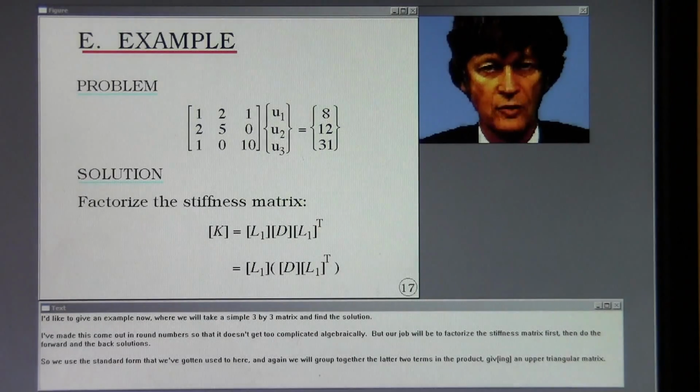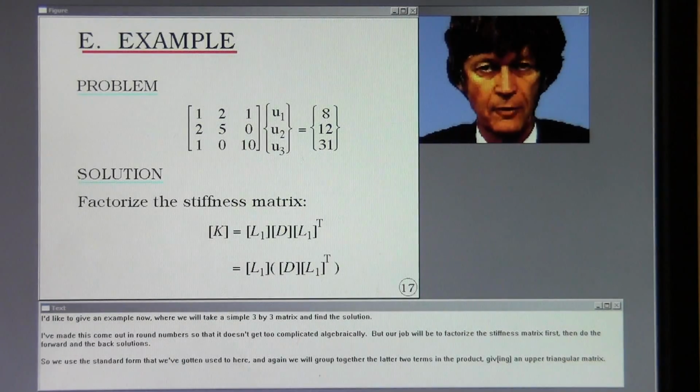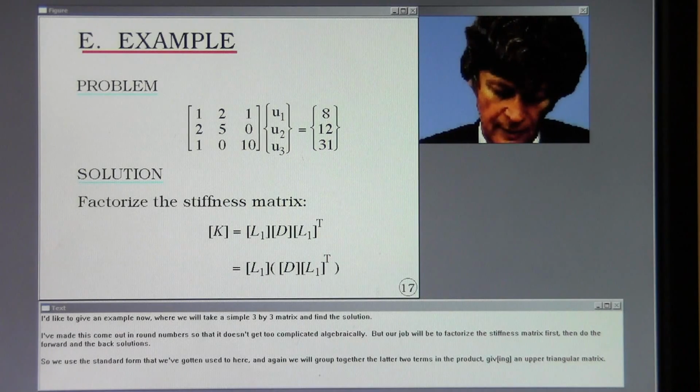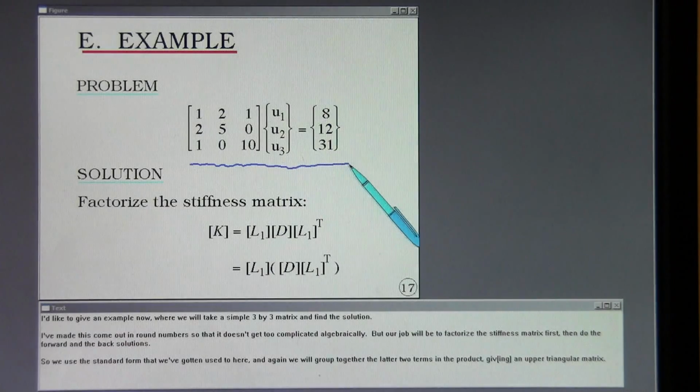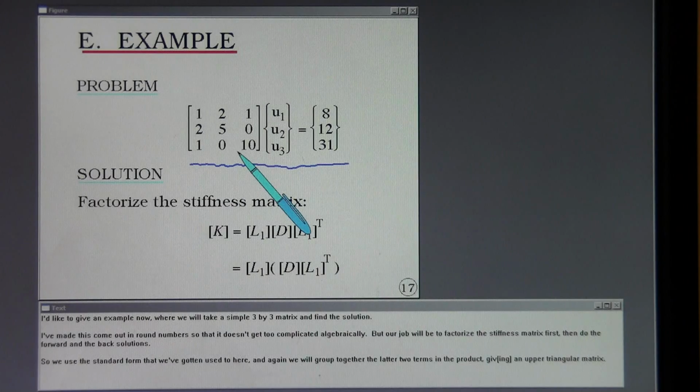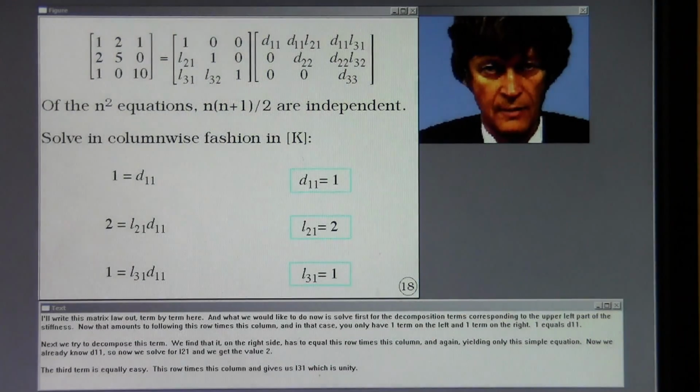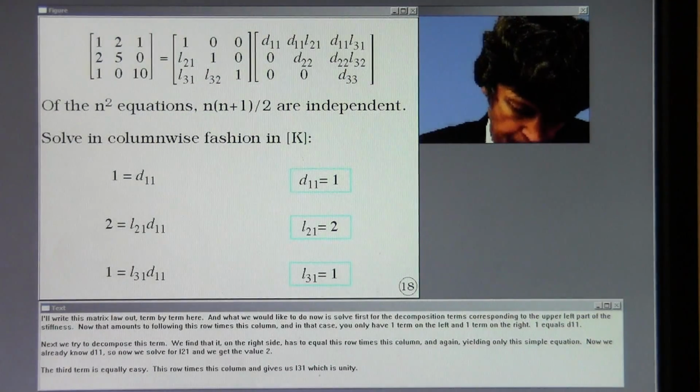I'd like to give an example now where we will take a simple 3x3 matrix and find the solution. I've made this come out in round numbers so that it doesn't get too complicated algebraically. But our job will be to factorize the stiffness matrix first, then do the forward and the back solutions. So we use the standard form that we've gotten used to here, and again we will group together the latter two terms in the product to give an upper triangular matrix. I'll write this matrix law out term by term here.